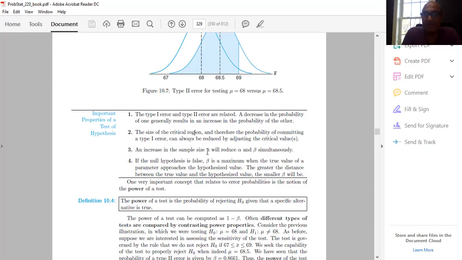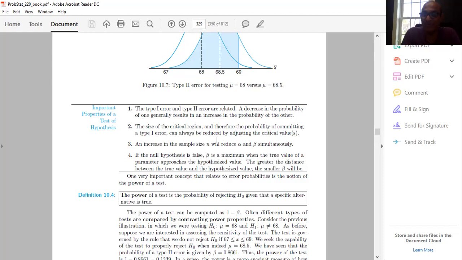The increase in the sample size n will reduce alpha and beta simultaneously. Increasing the sample size n will reduce alpha and beta, meaning the error. It reduces the error. Don't say probability. It reduces the error. If the null hypothesis is false, beta is maximum when the true value of the parameter approaches the hypothesized value. The greater the distance between the true value and the hypothesized value, the smaller beta will be.